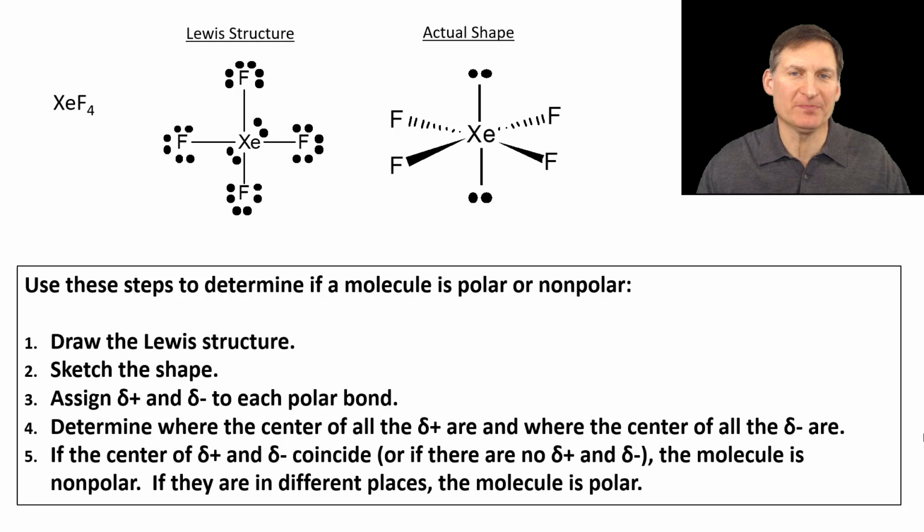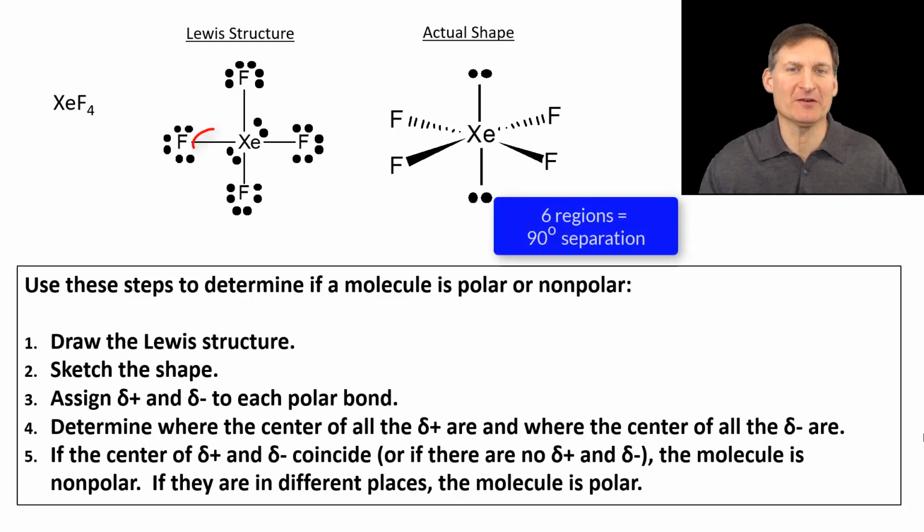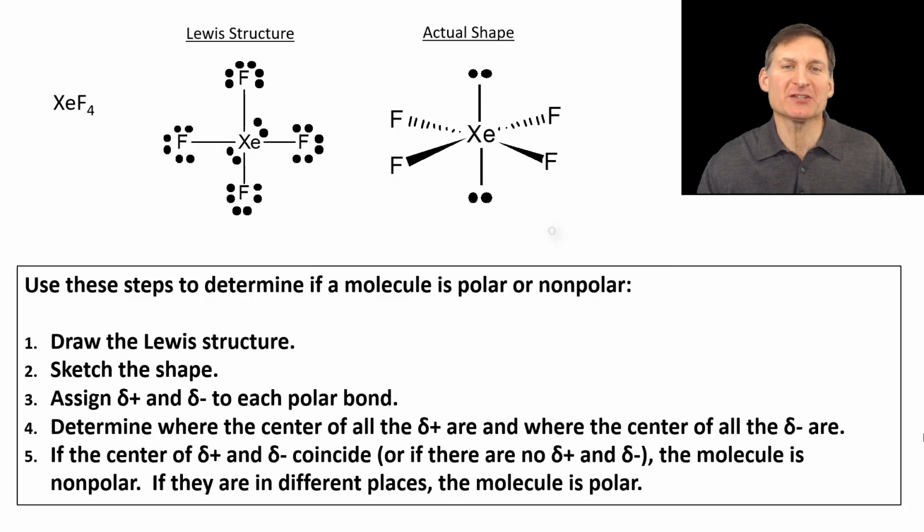Here's the actual shape. We get this because there are 6 regions around the central atom. Here, here, here, here, here, and here. 6 regions gives us the octahedral shape you see. But we need to remember that when an octahedral has 2 unshared pairs, here and here, they go on opposite sides, as shown. Well, this is critical in assessing the polarity of the molecule.